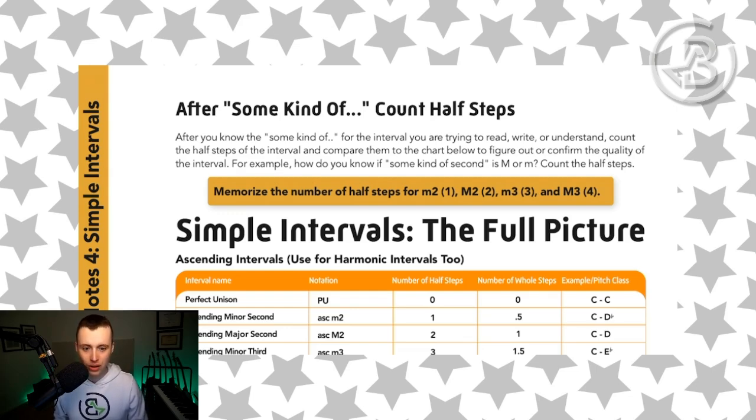For example, do you know if the some kind of interval is a major second or a minor second, a major third or a minor third? You need to count the half steps, and that's how you will know. Now, I do recommend memorizing the number of half steps for a minor second, which is 1, a major second, which is 2, a minor third, which is 3, and a major third, which is 4 half steps. So what we're going to do now is hop over into the workbook, and I'm going to walk you through these 3 steps so you can do this on your own.